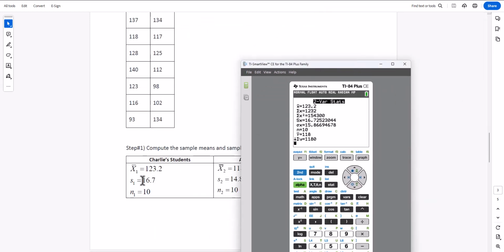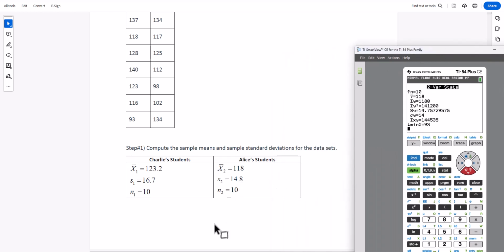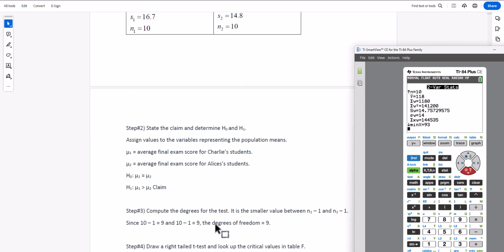The first mean is 123.2. The first standard deviation is 16.7. I'm just rounding to the tenths. N is 10. And the second mean is 118. The second standard deviation is 14.8, rounding to the tenths. N is 10 for the second set of data values.